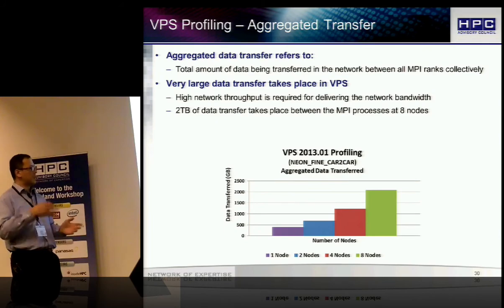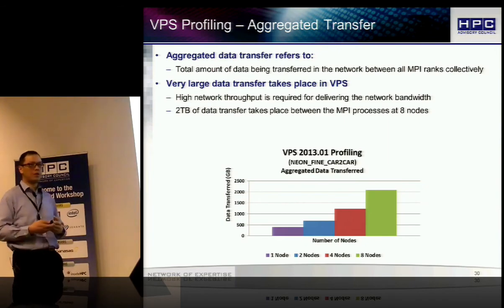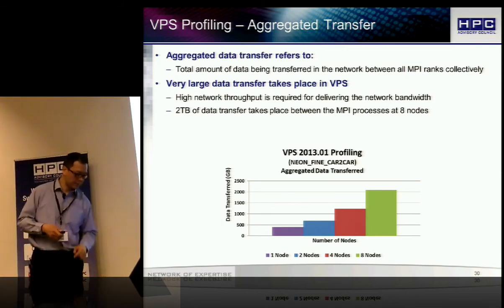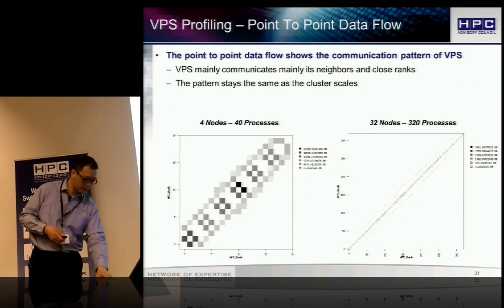As I said earlier, when you double the number of nodes, you do get pretty much double the amount of traffic going on the network. So this may be why other network interconnects may not handle that much traffic. Let me skip this one.